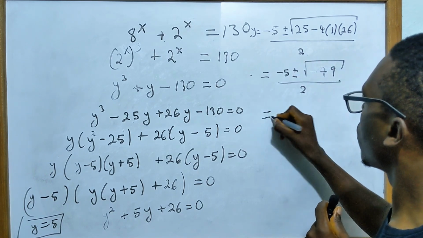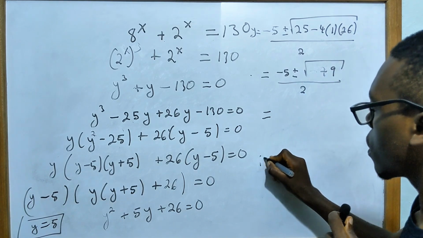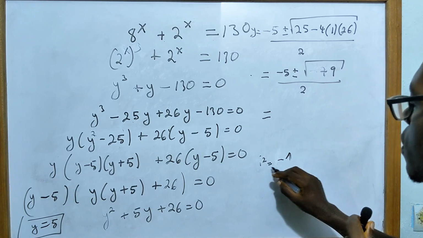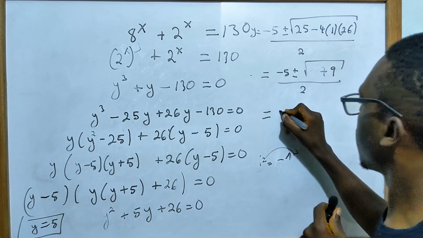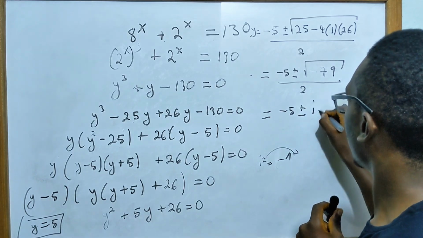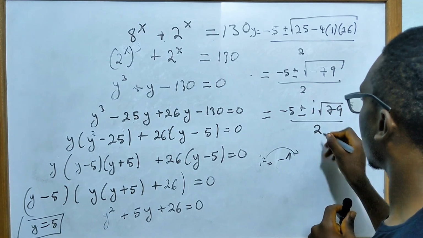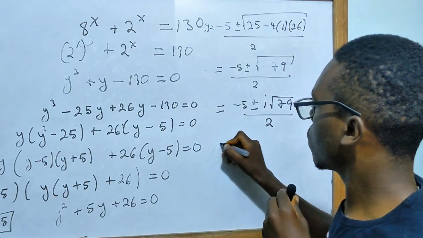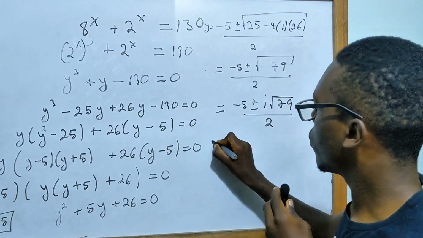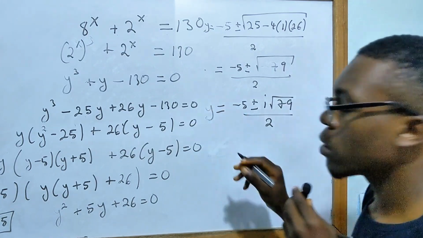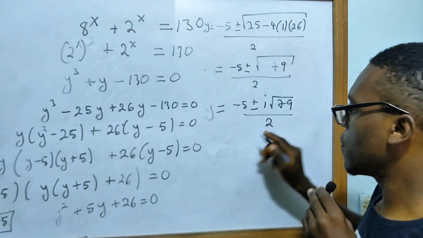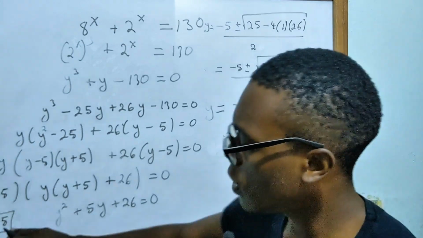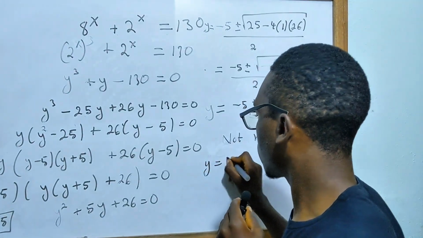We know negative 1 is i squared, so the square root of negative 1 will be equals to i. You are going to have y equals negative 5 plus or minus i root 79 all over 2. But we are in the set of real numbers. I just wanted to show you how we solve this, and this is not real. You're going to take into consideration then only this section, that is y equals 5.